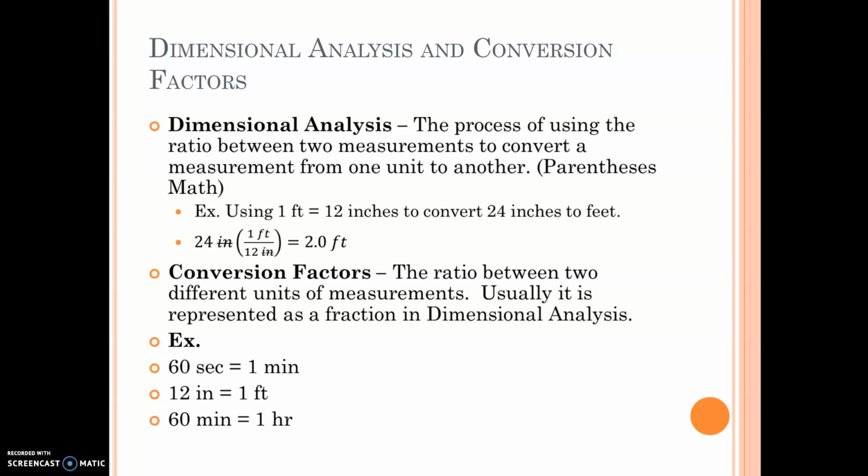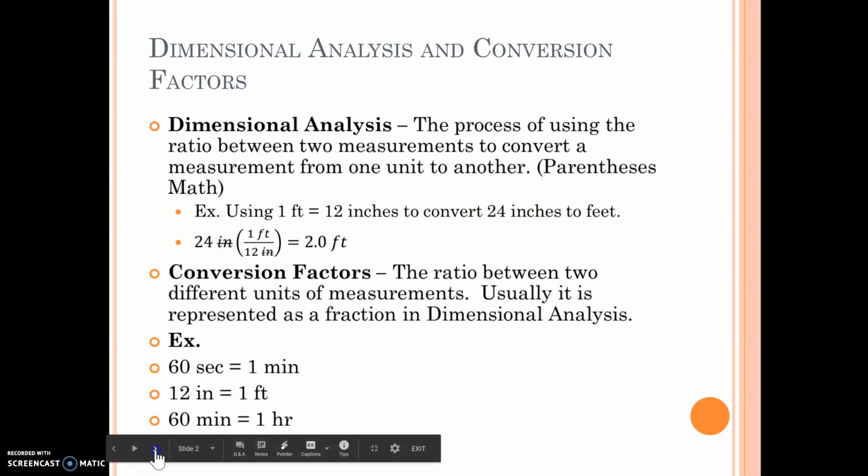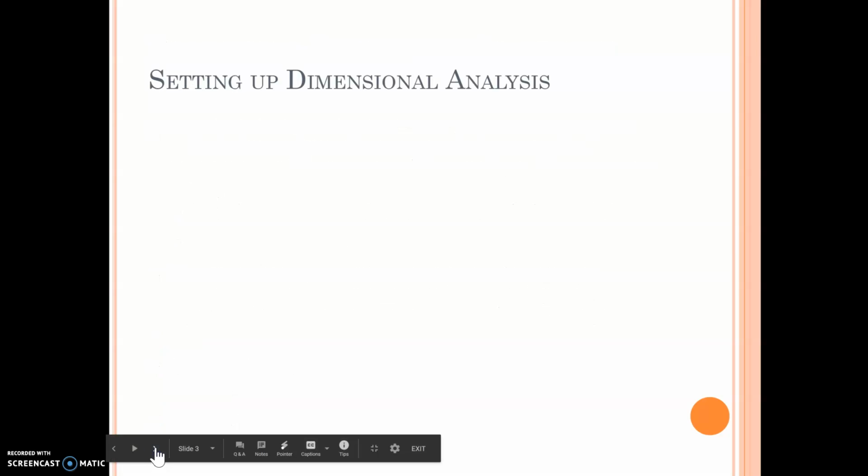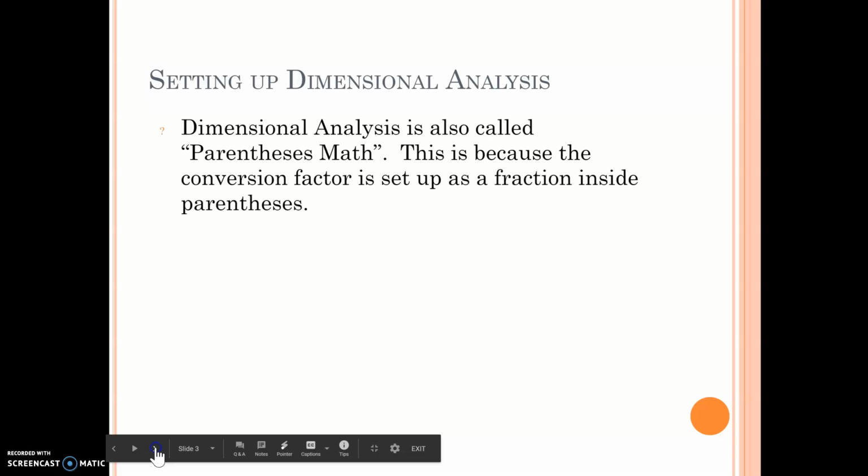A conversion factor is a ratio between two different units of measurement. Usually it is represented as a fraction in dimensional analysis. For example, 60 seconds is equal to 1 minute. 12 inches is equal to 1 foot. 60 minutes is equal to 1 hour. So this is how you would set up dimensional analysis.